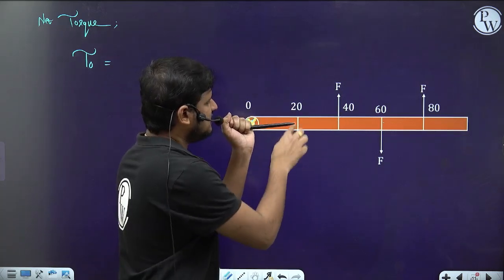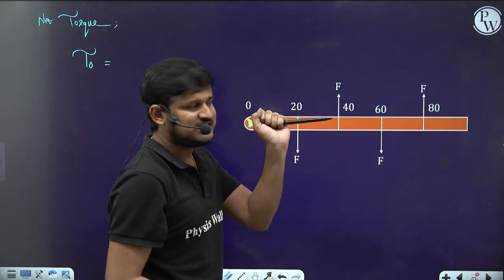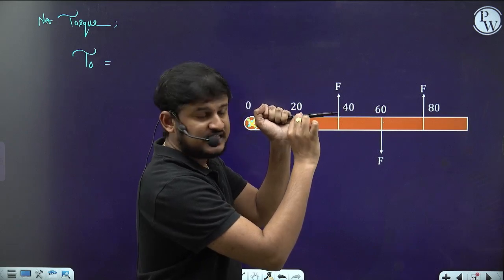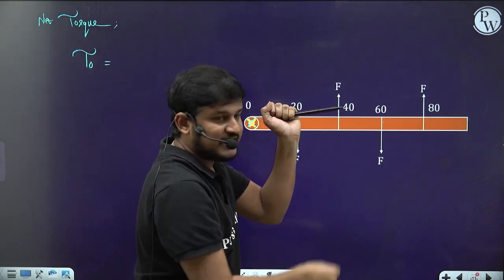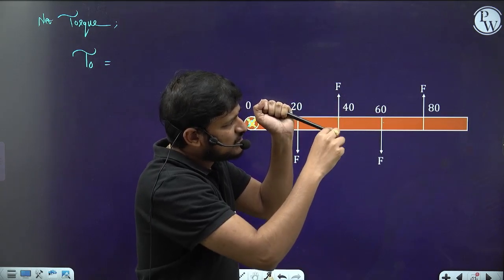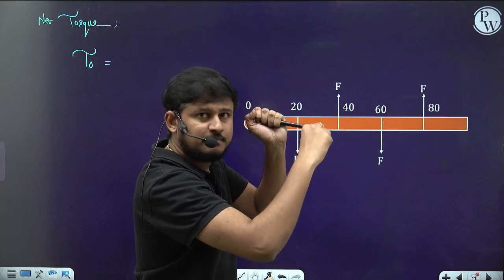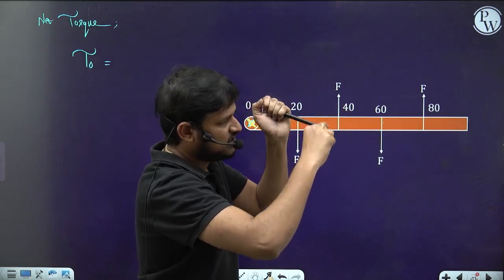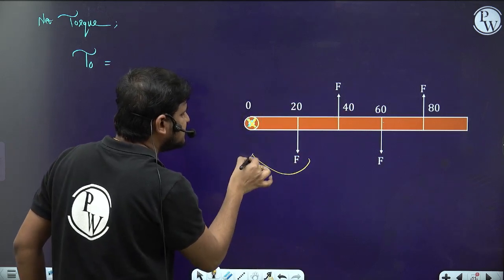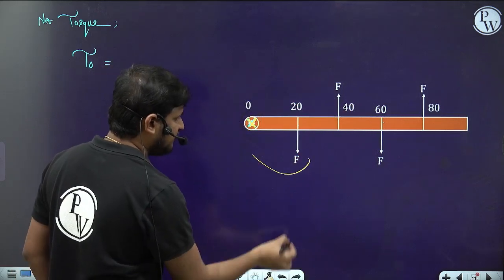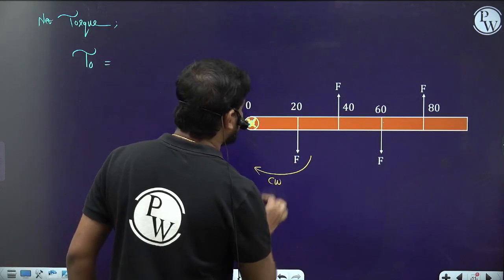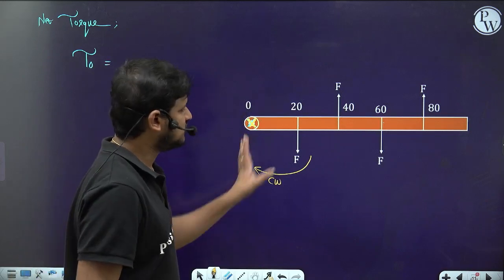Now here the first force is acting downwards. Just imagine you are attaching a rope here, and then you are pulling it downward, so the force is acting downward. If you pull it downward, this rod will move this side. Yes or no? It rotates like this. So it is causing a torque this side. Yes or no? What is this torque? This is a clockwise torque. So the first thing is clear.